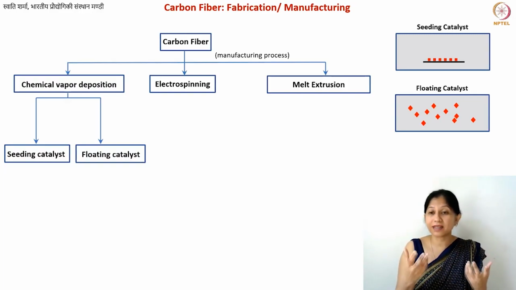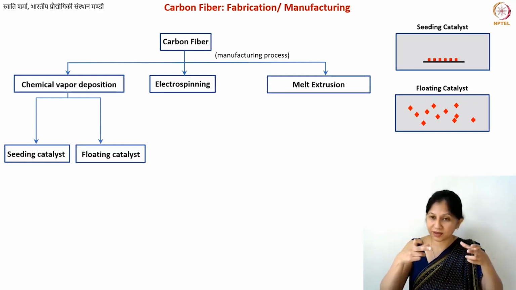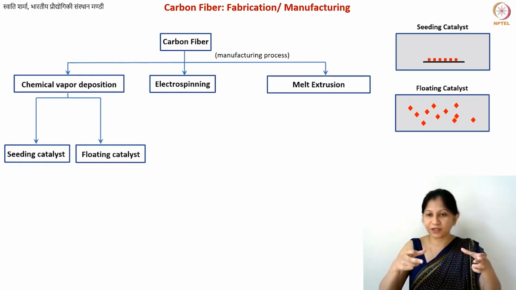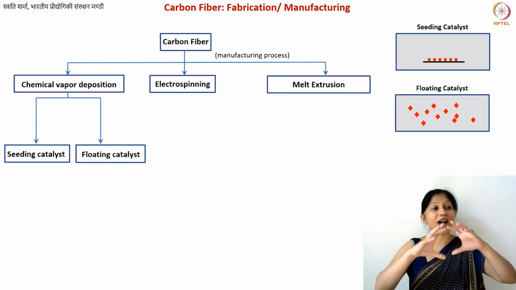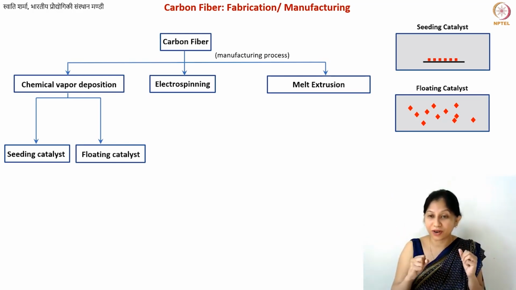So there will be some differences in both of these methods. Number one, in the case of seeding catalyst, what you need to ensure is that your catalyst is at high temperature, because you need high temperature for the decomposition of the hydrocarbon, right? So what is important is that only your substrate must have high temperature. But in the case of floating catalyst, you need to have the high temperature throughout your reactor or the tube. So that is one difference.